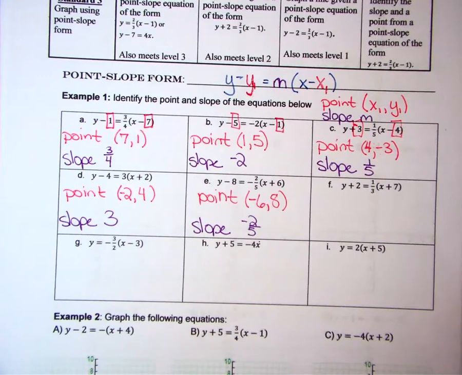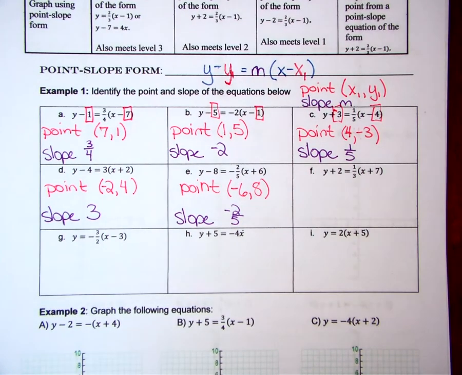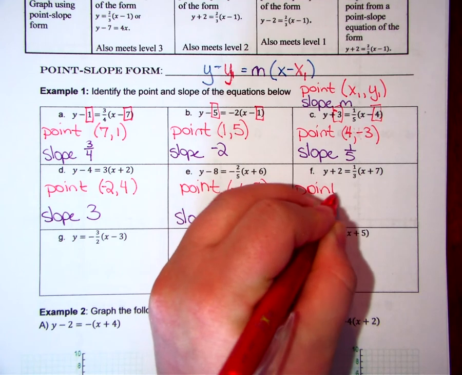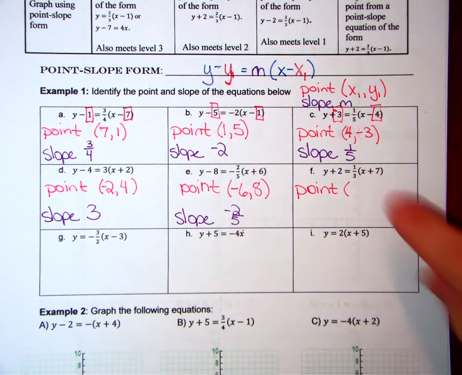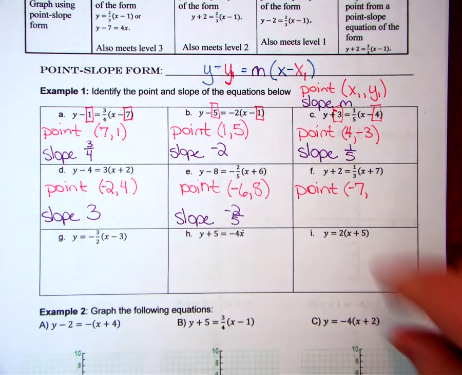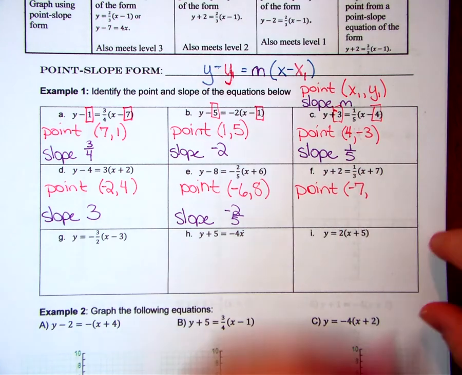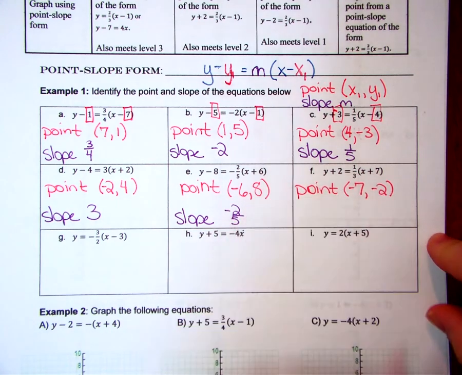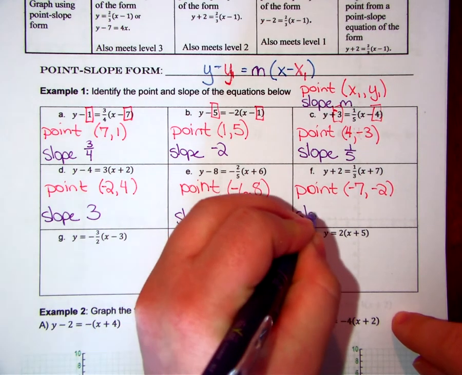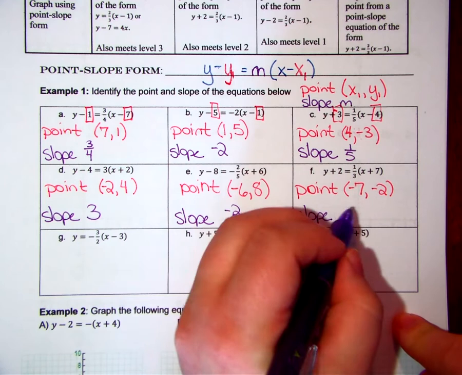Let's take a look at F. We have a point. It looks like a positive 7, which means it really is negative 7. It looks like positive 2, which means it's really negative 2. And then our slope is the number in front. So it's 1/3.